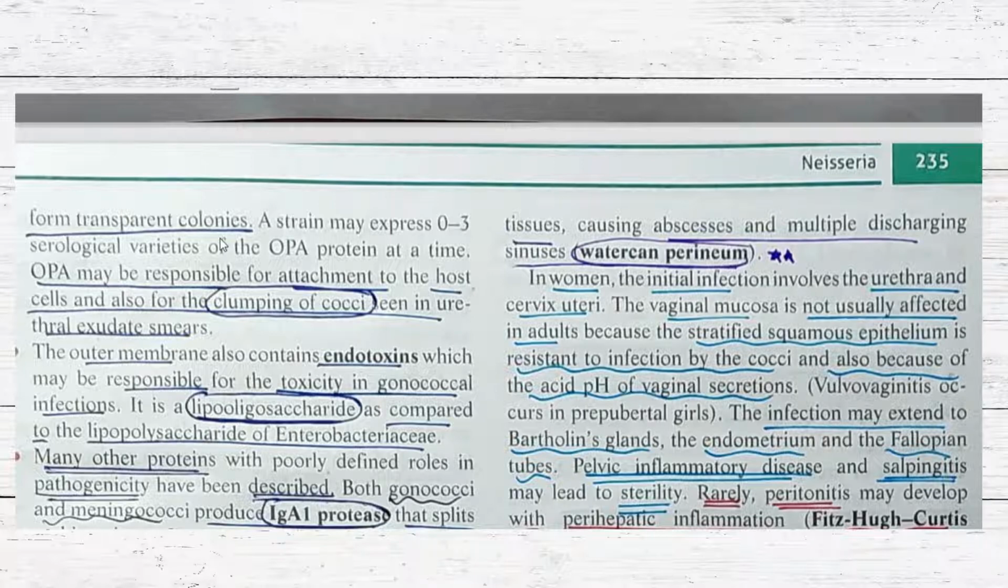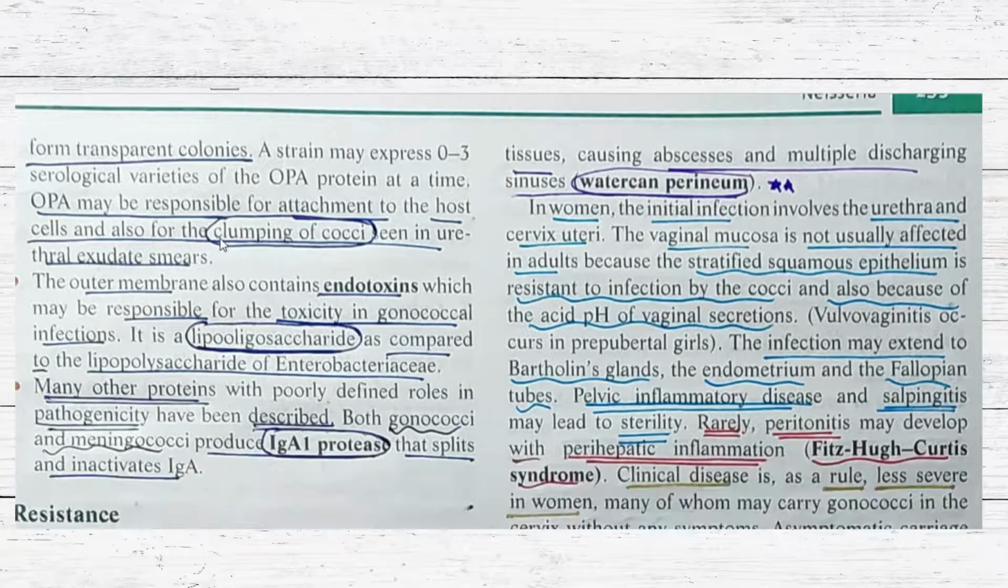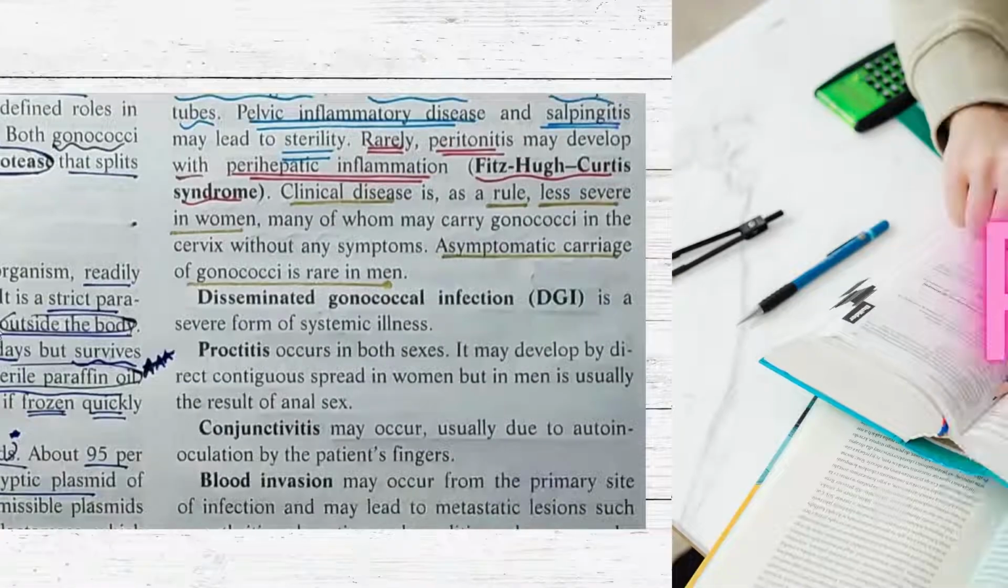Now, the outer membrane also has some endotoxins. These endotoxins are responsible for the toxicity in gonococcal infections. Gonococcal infections cause problems to the patient, and this is because of the endotoxins. These endotoxins are lipo-oligosaccharides. Also, there are many other proteins which are responsible for pathogenicity. There is one enzyme, that is IgA1 protease. It splits and inactivates IgA. So IgA is an antibody.